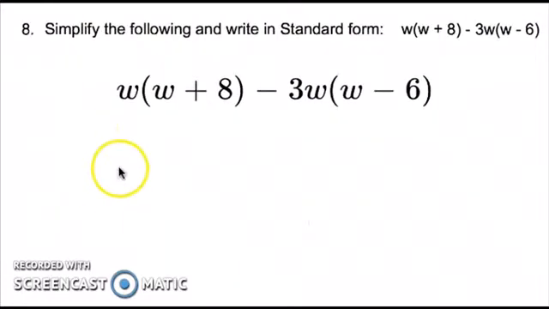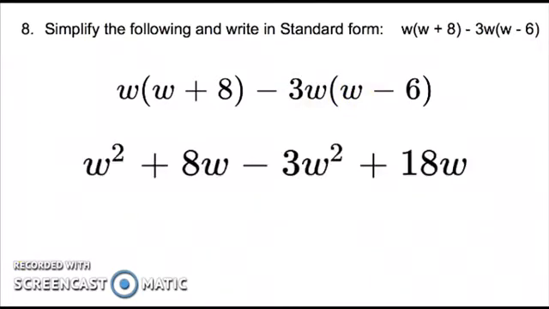Number 8 is asking you to simplify the following and write it in standard form. The first thing we're going to do is distribute out our parentheses. So we have w times w plus 8 and negative 3w times w minus 6. Distributing this w, we'll have w times w, which is w squared, and w times 8, which is 8w. Here we'll have negative 3w times w is negative 3w squared, and negative 3w times negative 6 is positive 18w.